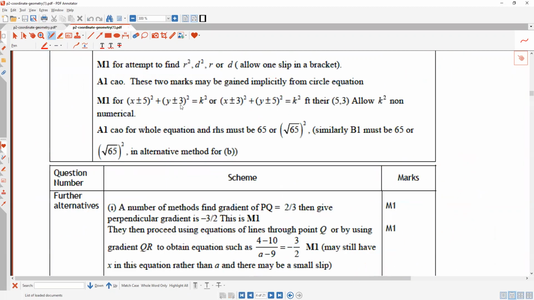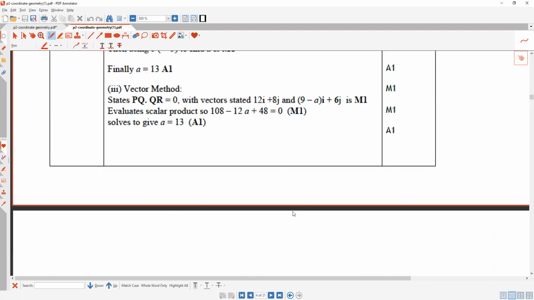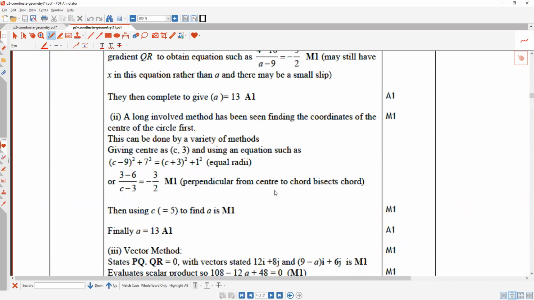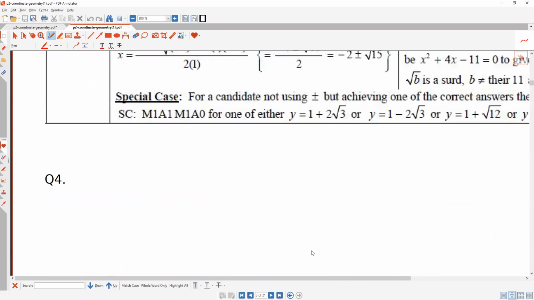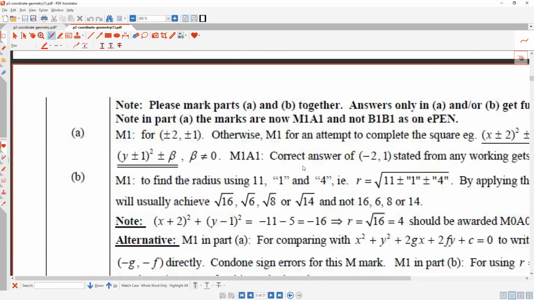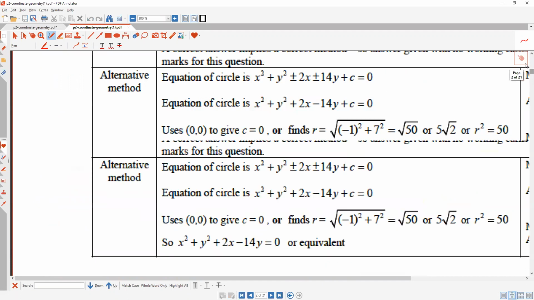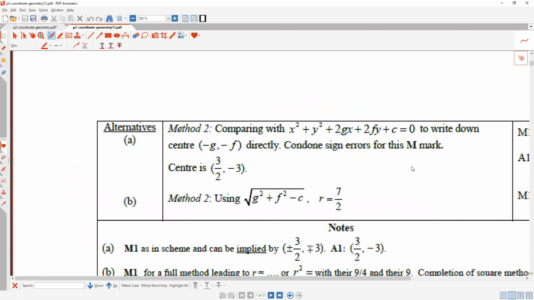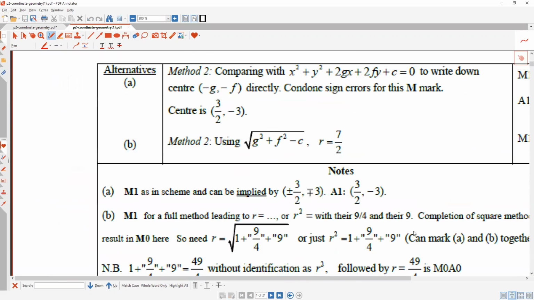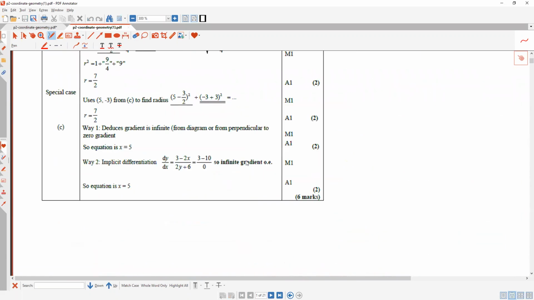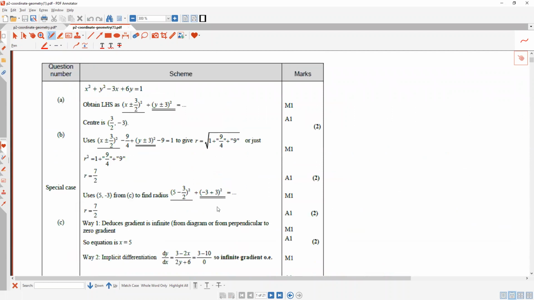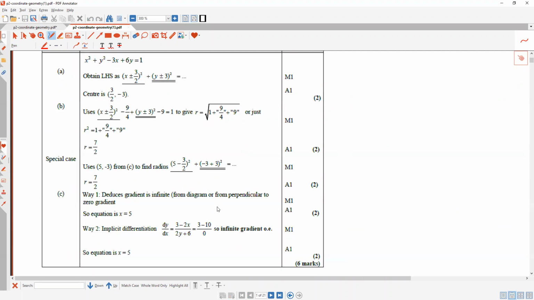Okay, so let's continue. Question number 1, right? Let's see, y is equal to minus 3. So let's go to question number 1. 3, 2, 1. Are you scared seeing gradient 0, aren't you? Method 2. Is it question number 1? Yeah, C part. So the equation is x equals 5.